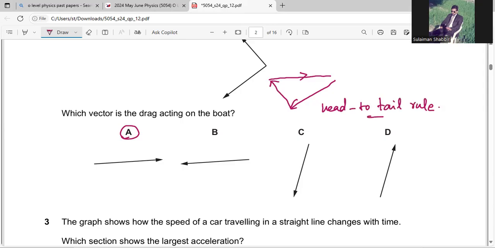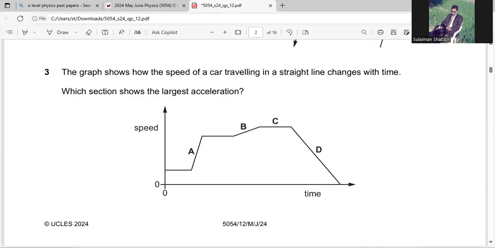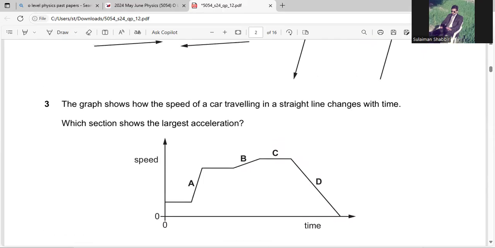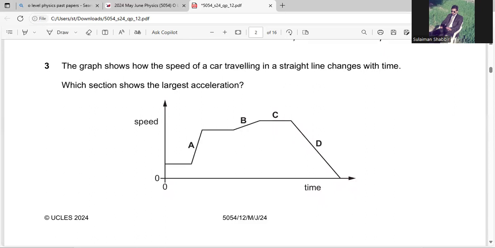Let's go to question number 3. He is saying that the graph shows how the speed of a car travelling in a straight line changes with time. Which section shows the largest acceleration? Largest acceleration means maximum change in velocity with minimum time required.